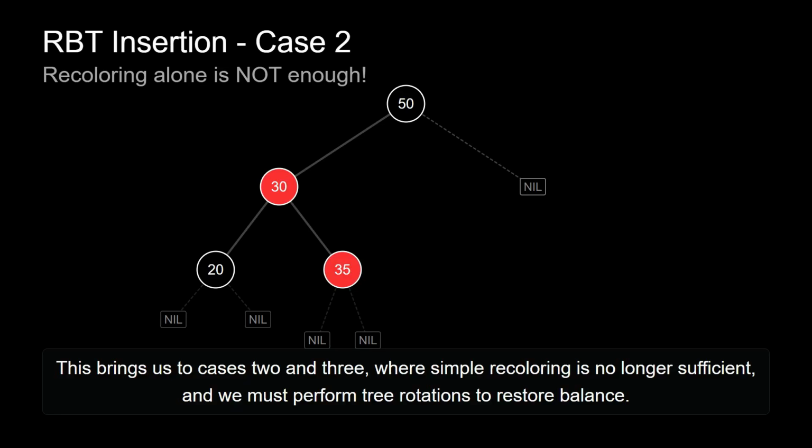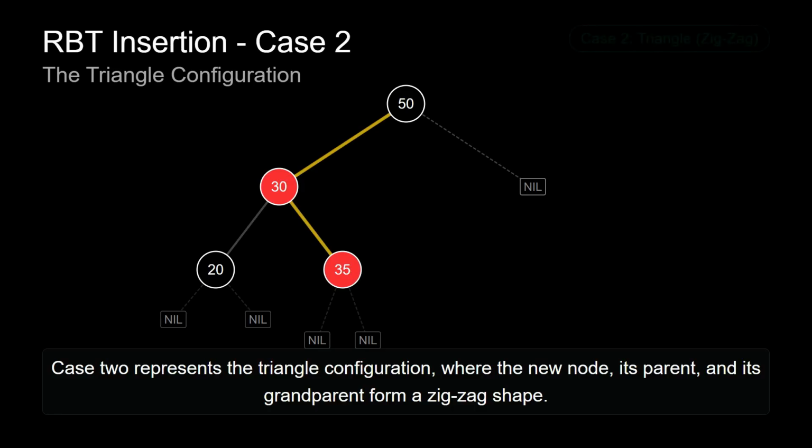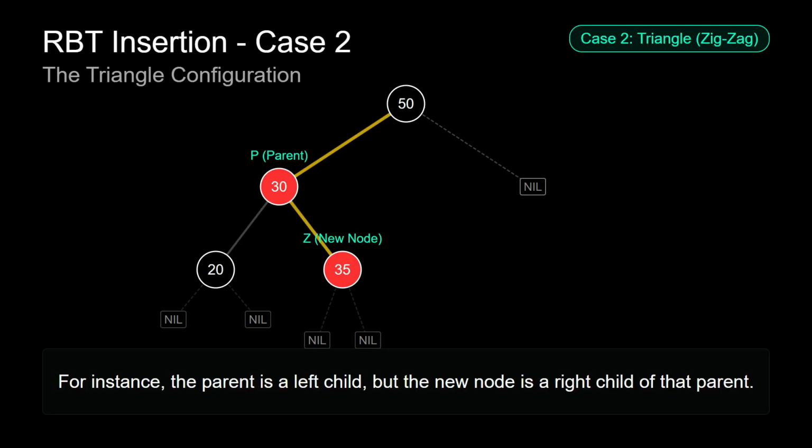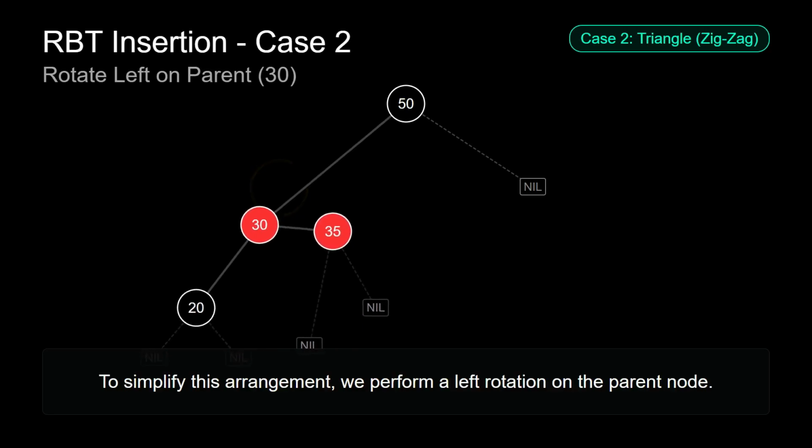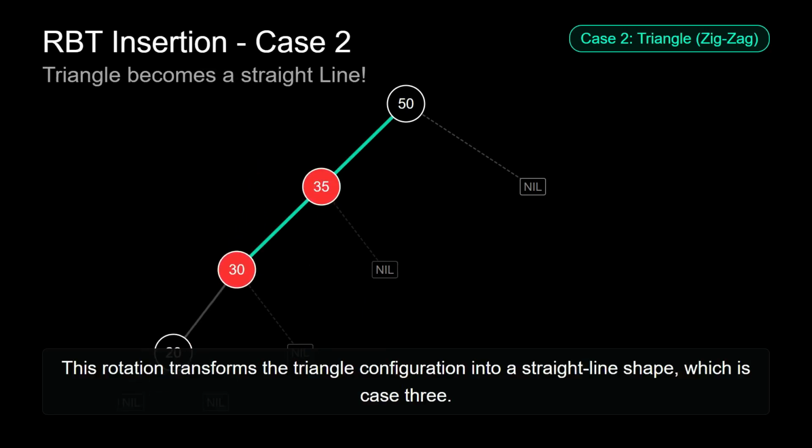rotations to restore balance. Case 2 represents the triangle configuration, where the new node, its parent, and its grandparent form a zigzag shape. For instance, the parent is a left child, but the new node is a right child of that parent. To simplify this arrangement, we perform a left rotation on the parent node. This rotation transforms the triangle configuration into a straight-line shape, which is case 3.